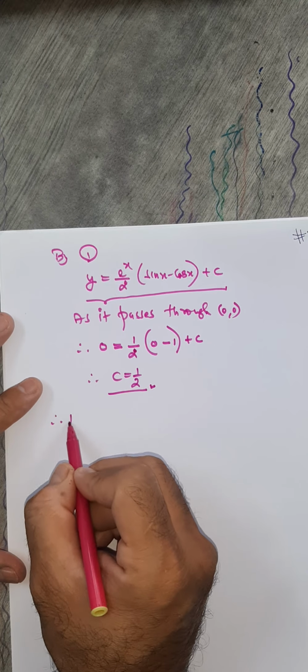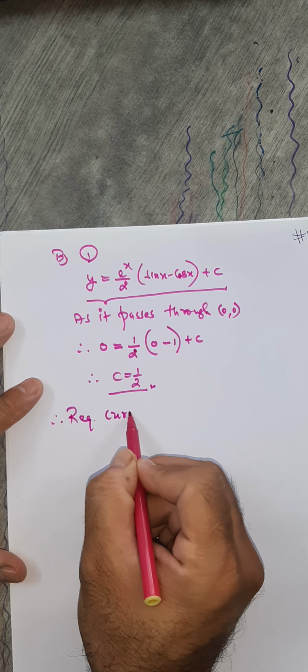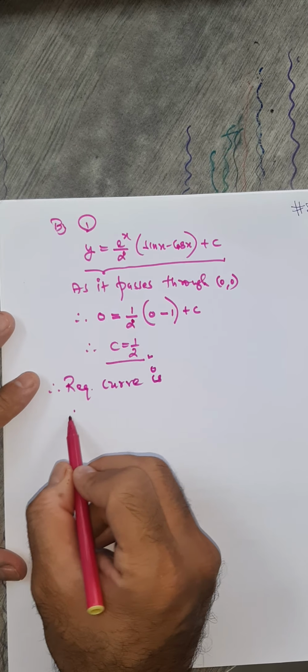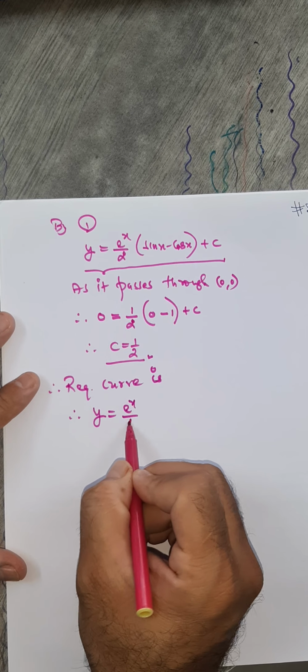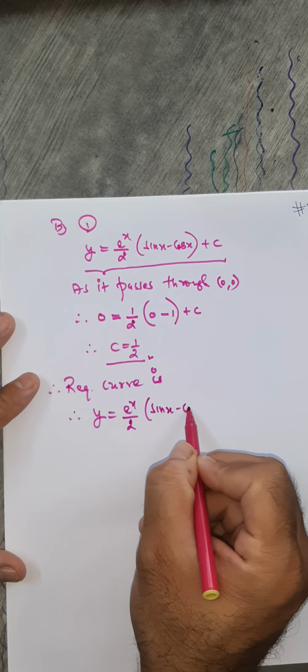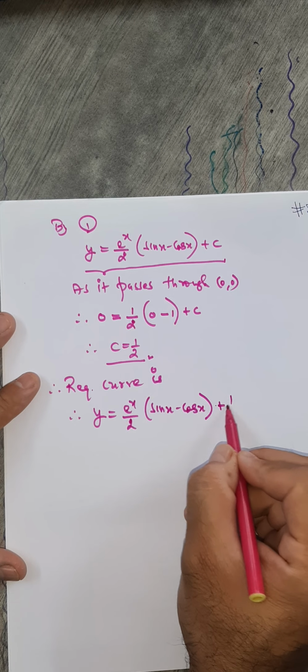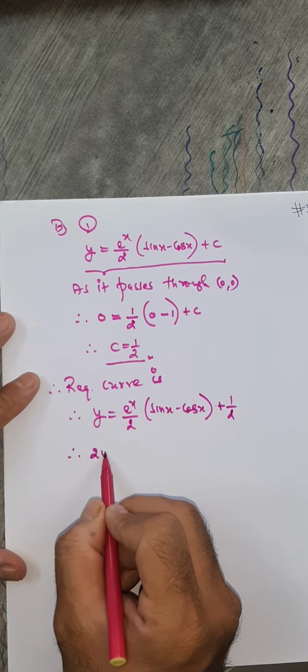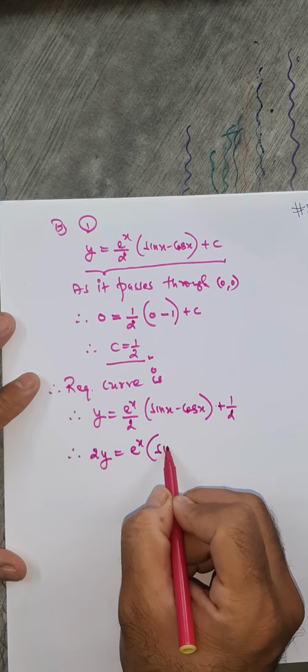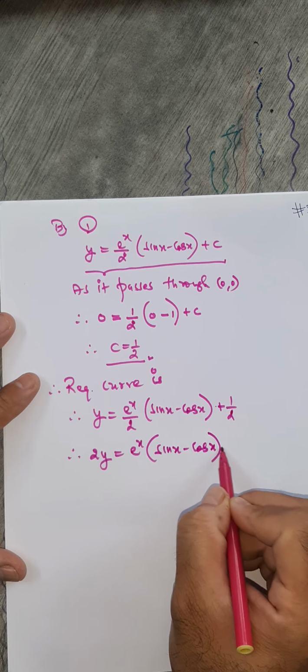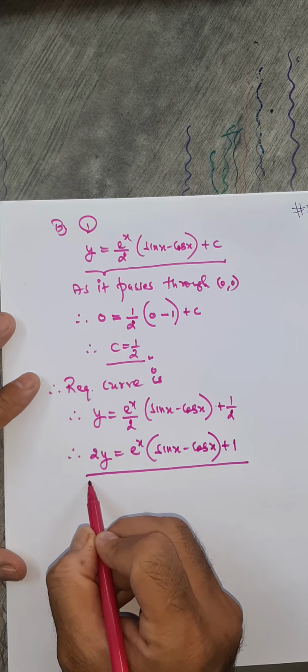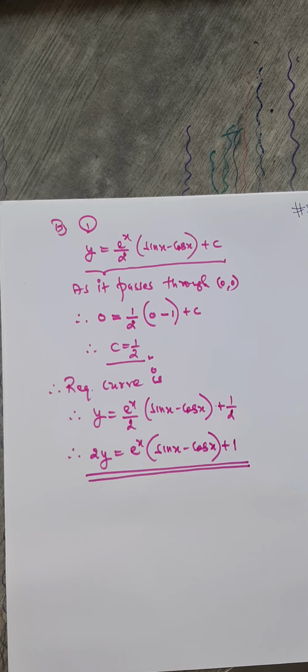And therefore the required curve, that's the solution, in fact the particular solution, is y equals e raised to x by 2 into sin x minus cos x plus half. Just take 2 over here, so 2y equals e raised to x into sin x minus cos x, plus 1. That's your final solution. Or this is a curve whose differential equation is the given equation y dash equals e raised to x into sin x. We go to the next question now.